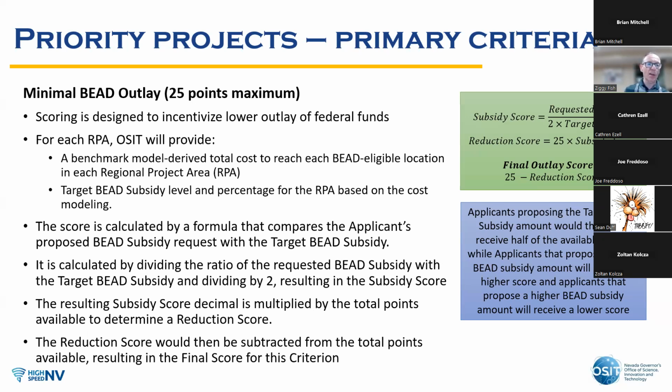You look at the ratio of your proposed subsidy with the target benchmark the cost model has, divide by 2. That gives you the subsidy score. That in turn is multiplied by the total number of points available, which is 25. And so you'll get the fraction of 25 depending on how much you are requesting.